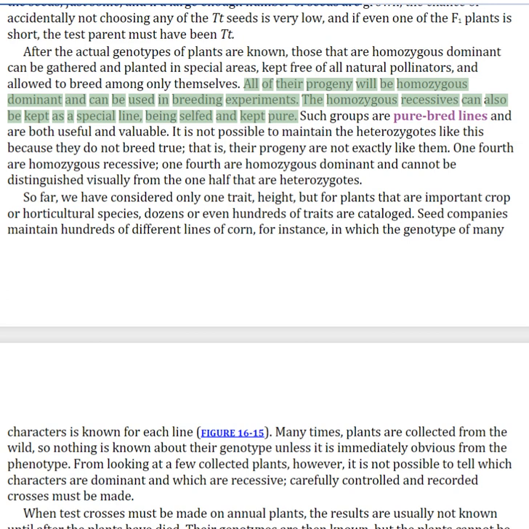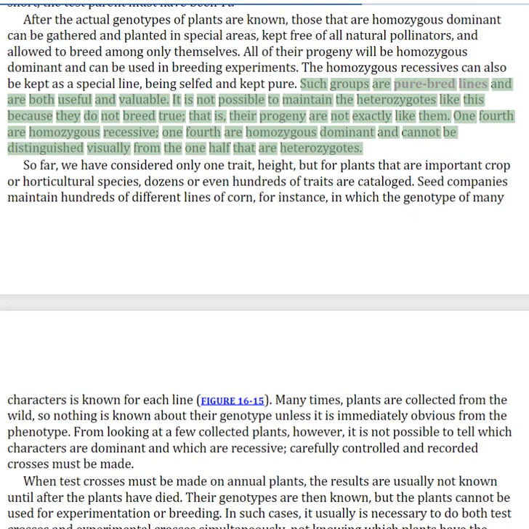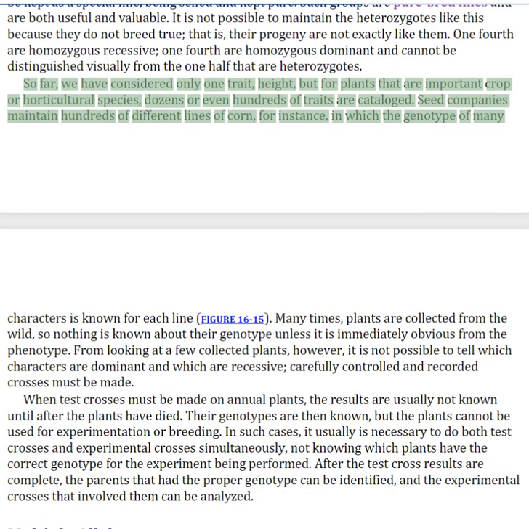The homozygous recessives can also be kept as a special line, being selfed and kept pure. Such groups are purebred lines and are both useful and valuable. It is not possible to maintain the heterozygotes like this because they do not breed true, that is, their progeny are not exactly like them. 1/4 are homozygous recessive, 1/4 are homozygous dominant and cannot be distinguished visually from the 1/2 that are heterozygotes. So far, we have considered only one trait, height, but for plants that are important crop or horticultural species, dozens or even hundreds of traits are catalogued.